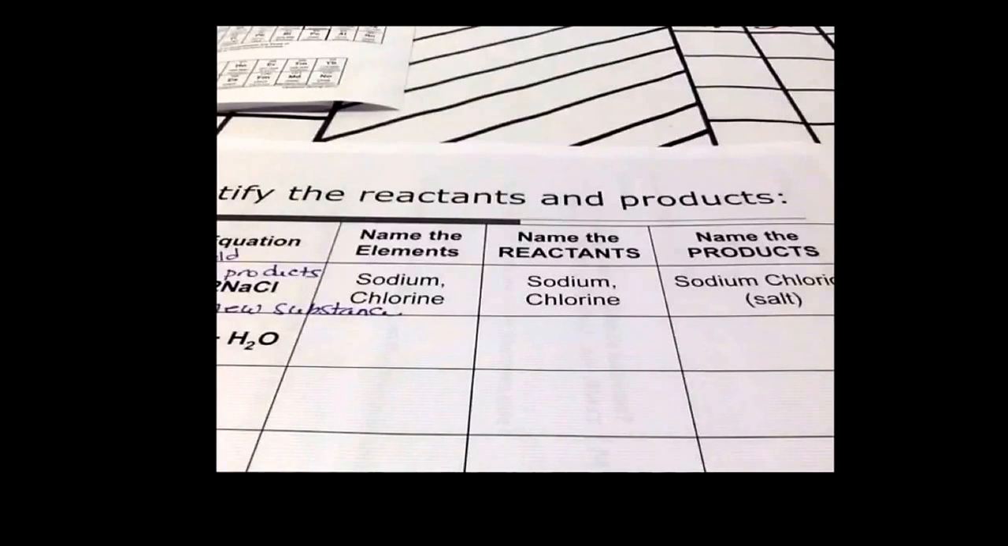Today we're going to talk about equations, and the first thing we need to discuss are the parts of the equation, which would be reactants, products, and the yield sign. So let's look at some equations.